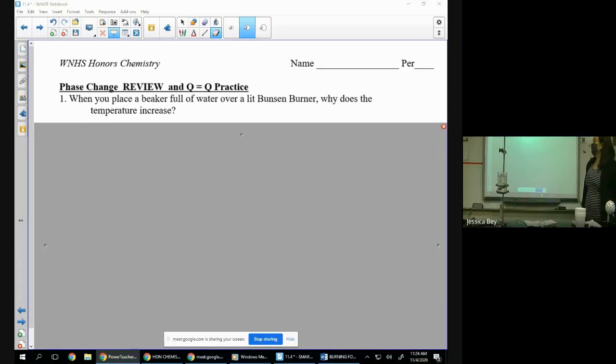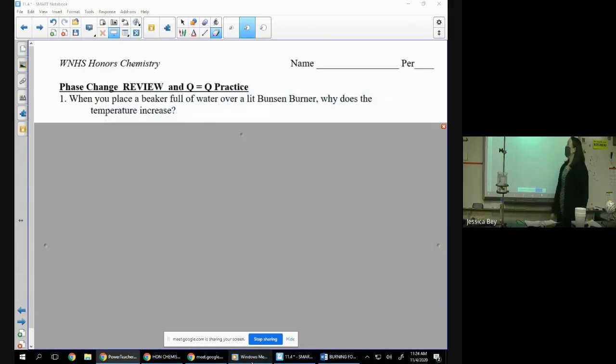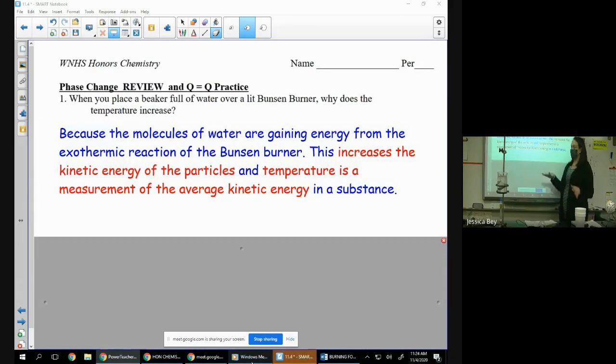All right, are we ready? We did everything. Feeling good? We're ready to get started. Let's do this then. All right, when you place a beaker full of water over a Bunsen burner, why does the temperature increase? So the molecules are moving faster. The reason why is because we are giving energy to the water, and then the water is moving faster.